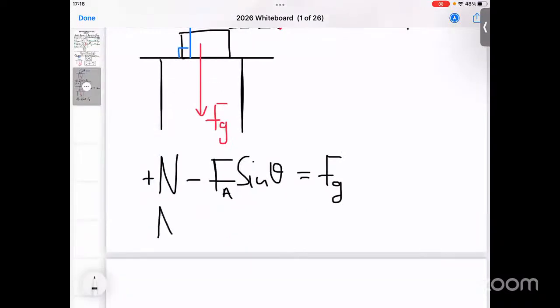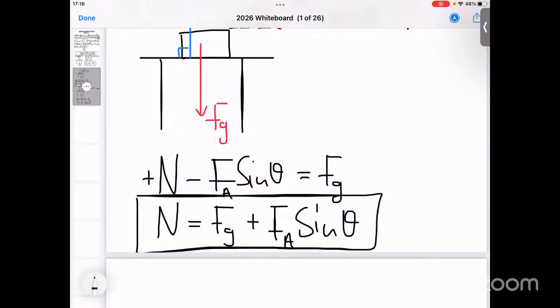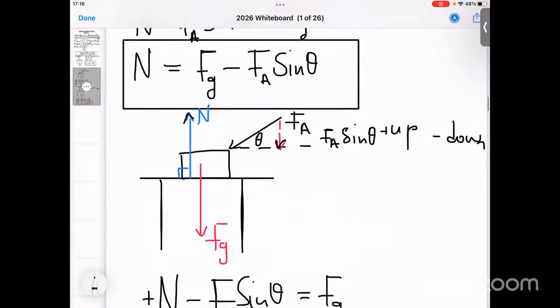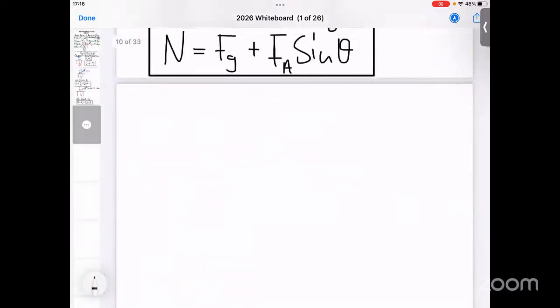Therefore, the normal force will equal Fg, but this time around you plus, because you take it to the other side, the applied force sine of an angle. And this should be the formula where you have an applied force which is pushing or acting at that angle. So I hope that part makes sense, honorable member.